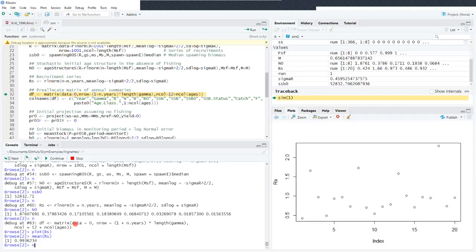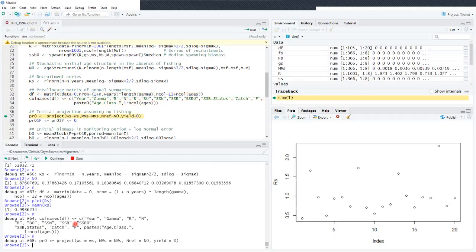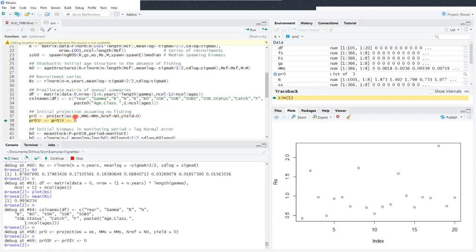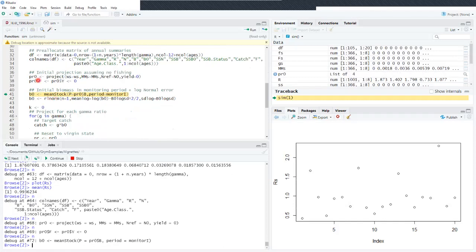Okay, in the next couple of lines, we just allocate some space to store data. Where it starts to get really interesting is where we do our first real projection. So we're going to use that initial age structure, the mortalities and the weights to project forward. Now there's no fishing here, right? We're assuming no fishing, so none of the fishing stuff enters into it. But we get an initial projection, and then we set the fishing components and the yield components of that thing to be 0 because there's no fishing.